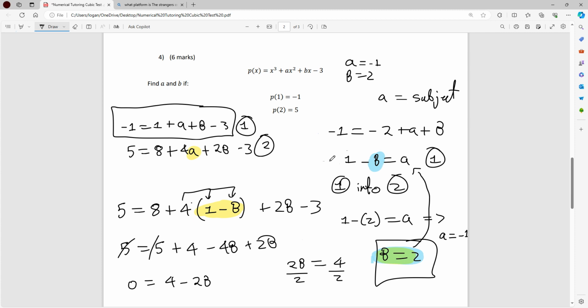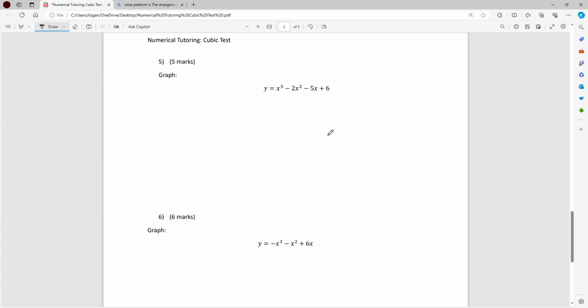Okay, and that's it. So let's go down to the last two questions. So 5 marks, graph this thing here. Okay, so step 1 is we need to work out all the intercepts. So your y-intercept is when x equals 0. Okay, so if you substitute x equals 0, that term is gone, that term's gone, that term's gone. So when x equals 0, y equals 6.